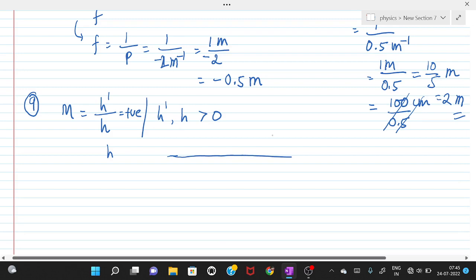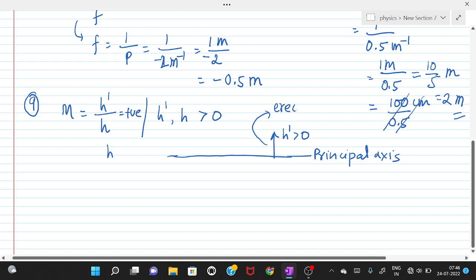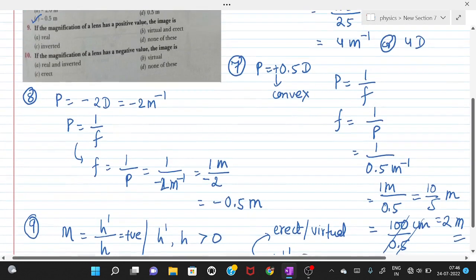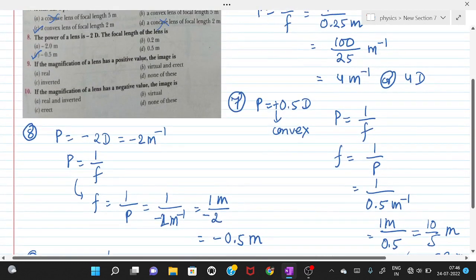Size of image is greater than 0 when the image is formed above the principal axis. When the image is formed above the principal axis, only then our h dash is positive. And when the image is formed above the principal axis, that image will always be erect, and we know that an erect image is always virtual. So the image will be erect and virtual. So for question number 9, the correct option is option B.